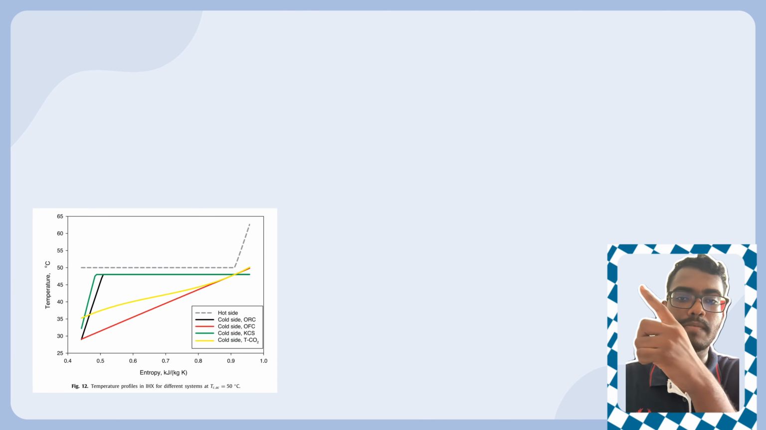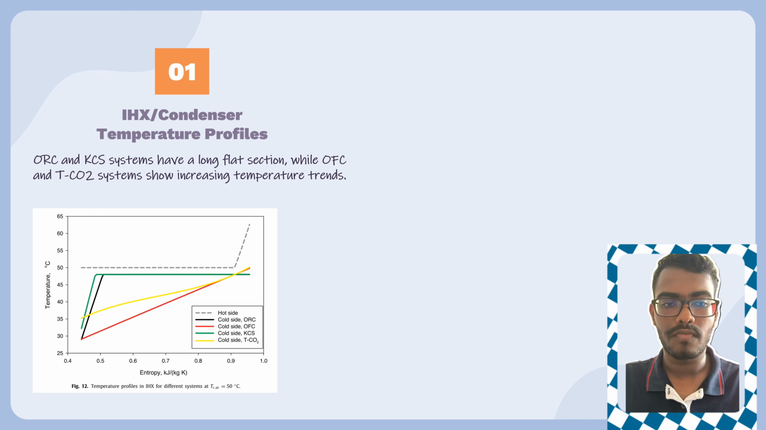Now, let's take a look at the temperature profiles based on this graph over here. For IHX temperature profiles, the temperature profiles of the IHX vary among systems. ORC and KCS systems have a long flat section, while OFC and TCO2 systems show increasing temperature trends. ORC and KCS exhibit better temperature matching between hot and cold sides.